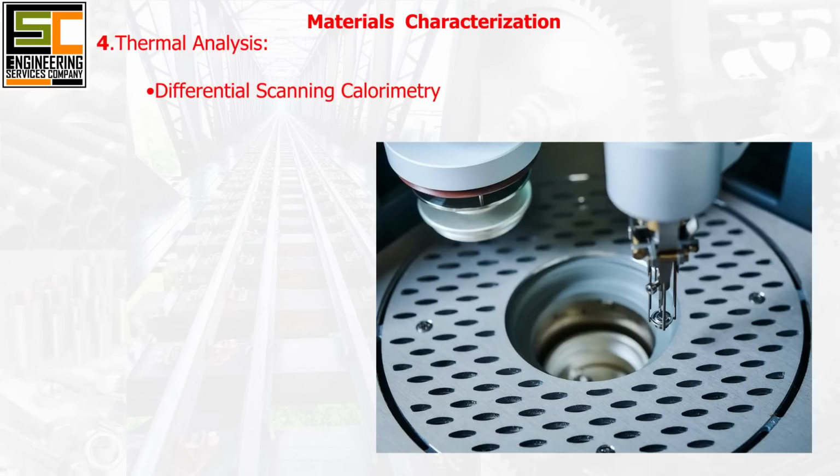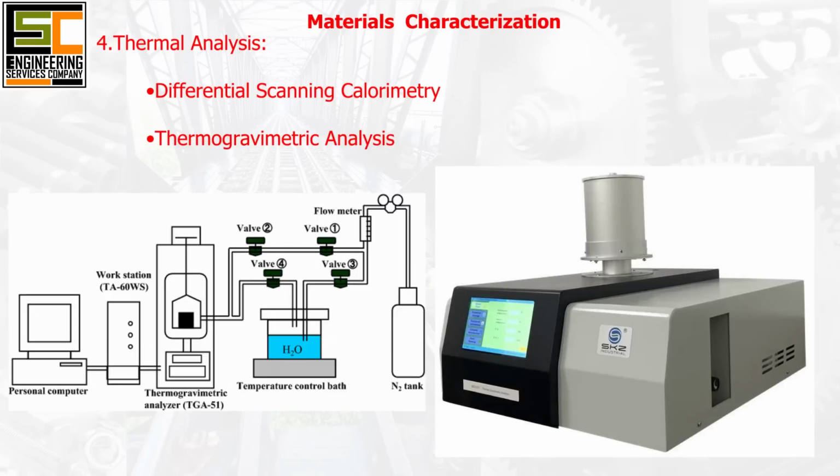4. Thermal analysis. Differential scanning calorimetry (DSC) measures the heat flow associated with phase transitions such as melting, crystallization, and glass transitions, providing information about thermal properties and stability. Thermogravimetric analysis (TGA) determines the changes in mass of a material as a function of temperature, useful for studying decomposition, oxidation, and thermal stability.